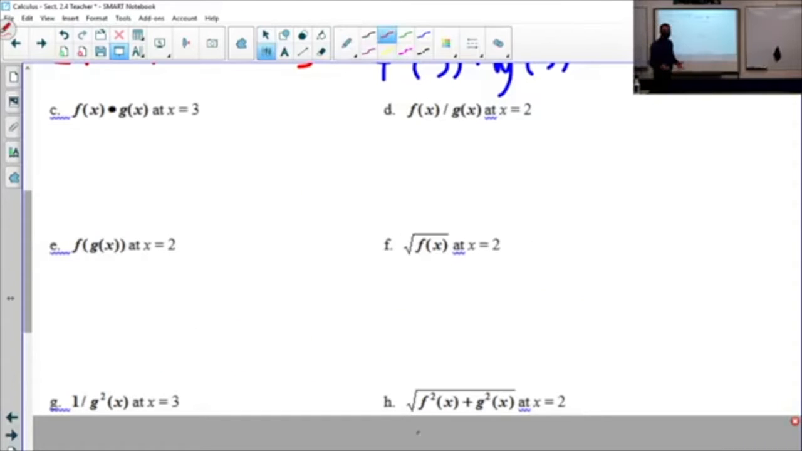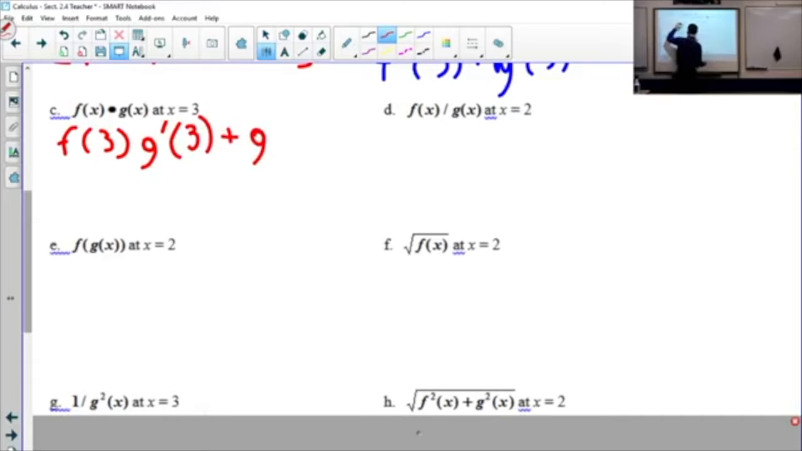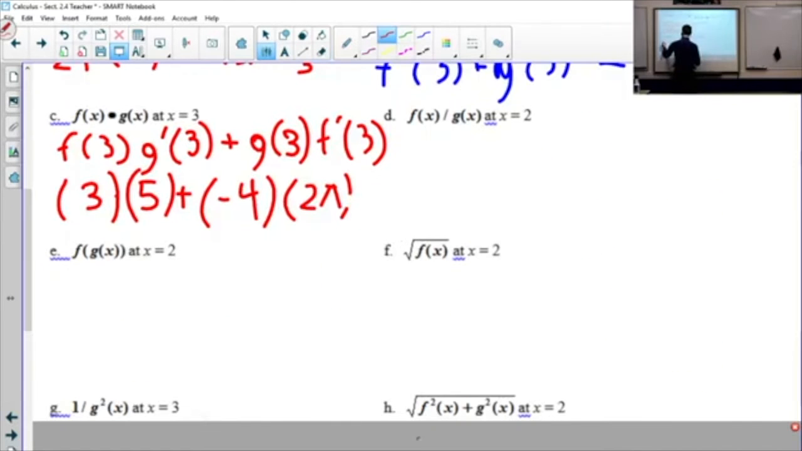Now, f of x times g of x is a product rule. So we're going to go through the product rule. It's going to be first times derivative of the second. Derivative of g is going to be g prime at 3, plus second times derivative of the first. Derivative of f is f prime. So now I want to plug these in. And I would get 3 times 5 is 15 minus 8 pi as my answer.